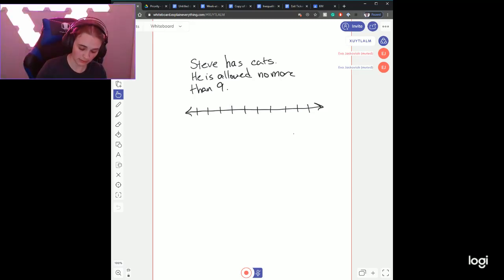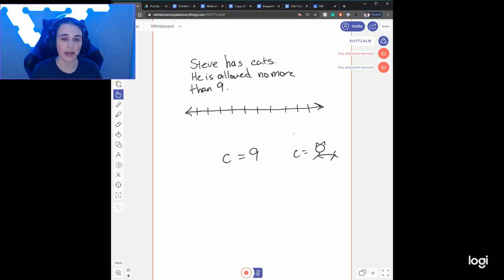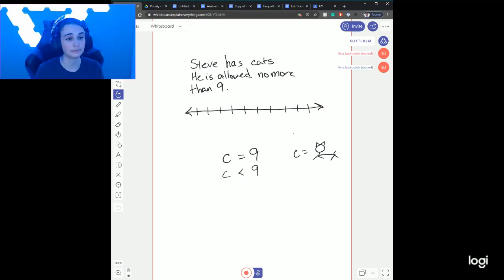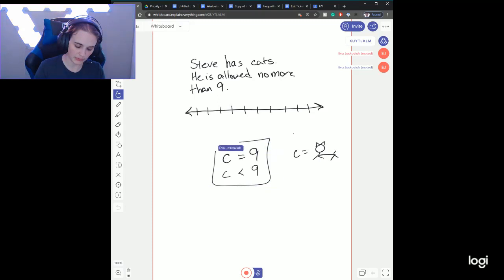Well, Steve can have 9 cats. So the number of cats, C, could be 9. He's allowed to have 9 cats. He just can't have more than 9 cats. He could also have 8, 7, 6, 5, 4, 3, 2, 1, or none, if he really wanted to. So he could have less than 9 cats. When you put these two symbols together, an equal sign and a less than sign, you get: Steve can have less than or equal to 9 cats.